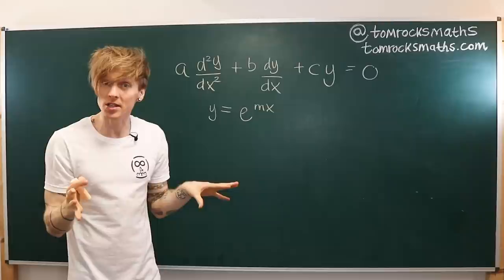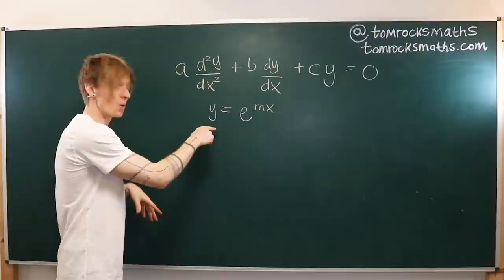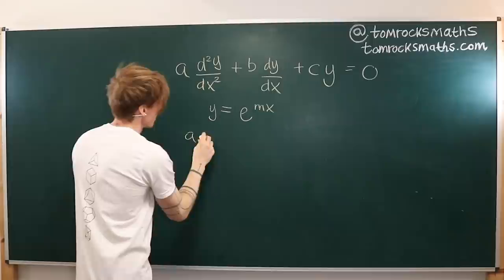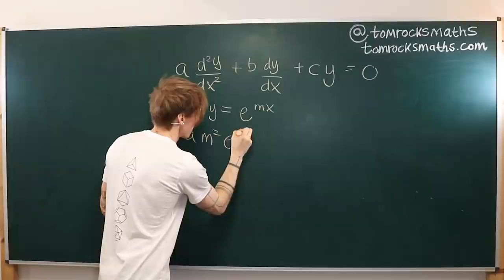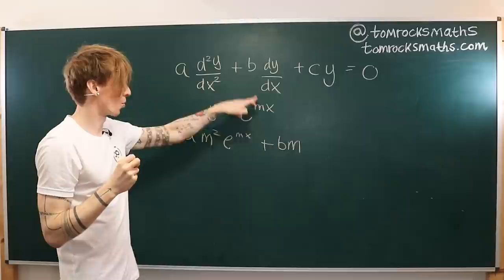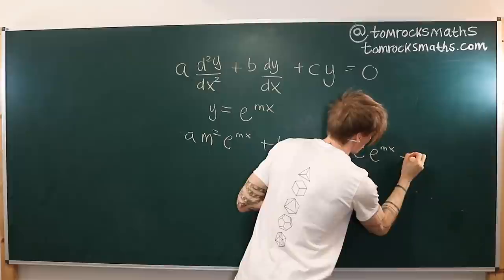So what we do is we substitute this into our equation. When I differentiate twice, I get an m squared factor coming down in front of the exponential, and I'm left with the exponential. So doing the derivatives and subbing in, I'm going to have an a, then an m squared, and then e to the mx, where this term is the second derivative, plus b, then I just get a single m from doing one derivative, multiplied by e to the mx, then plus c times e to the mx, which is y, has to be zero.